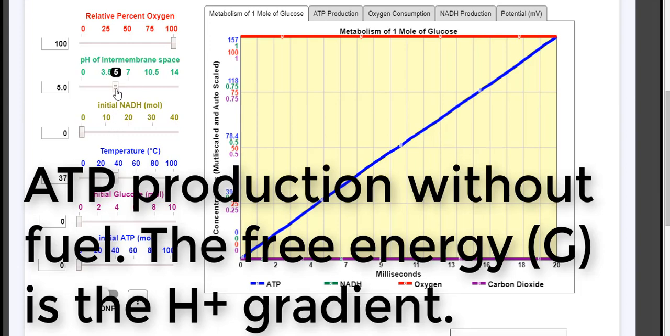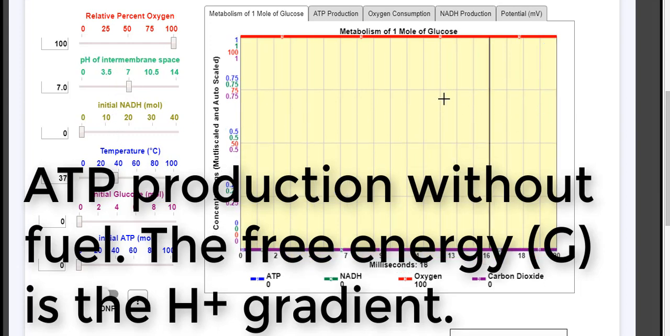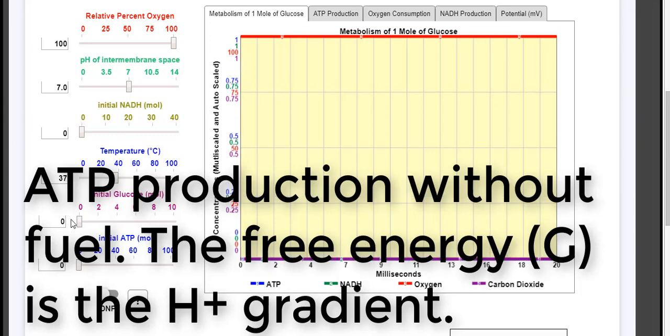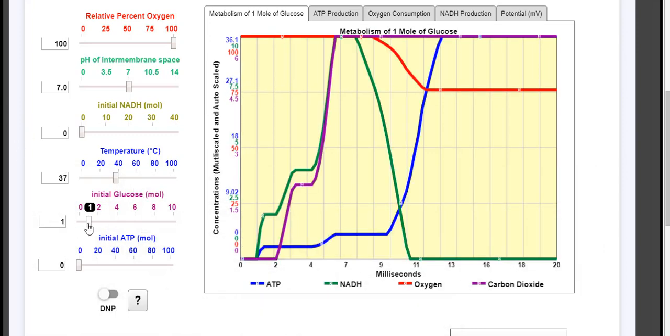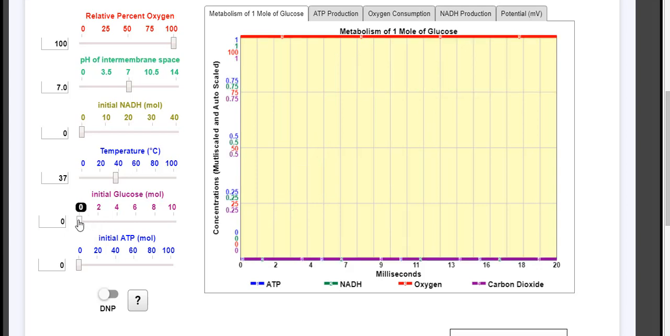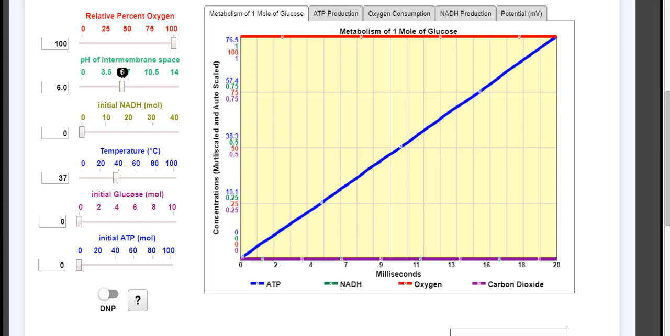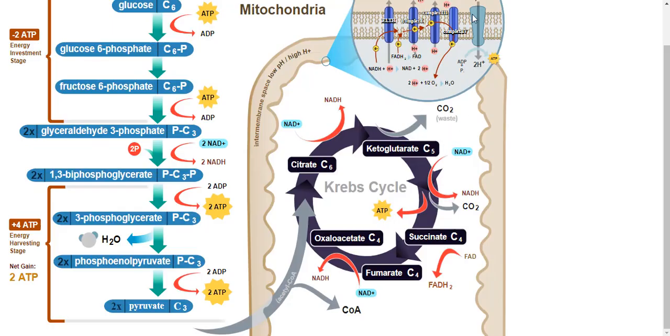Let's adjust the pH back to a 7, and you can see at a pH of 7, nothing's happening. Increase glucose, and back to normal conditions. Decrease glucose, nothing happens. But then when we decrease the pH, ATP starts getting made. Why is that? Well, what happens in ATP synthase?